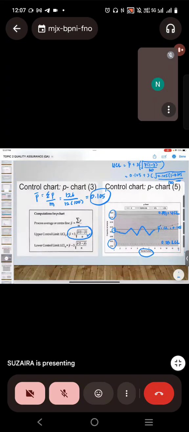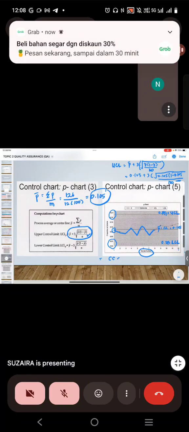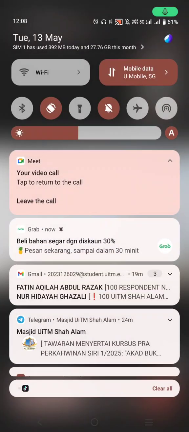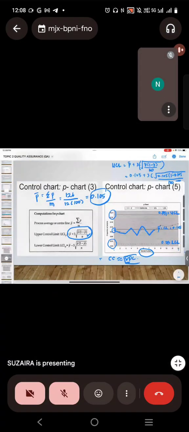So the control chart, whether we talk about the R chart, X chart, P and C chart, all of these charts are more towards knowing about the trend. Control chart is similar to SPC, but SPC is more towards statistical process control. Well, this one is more towards the automatic one.